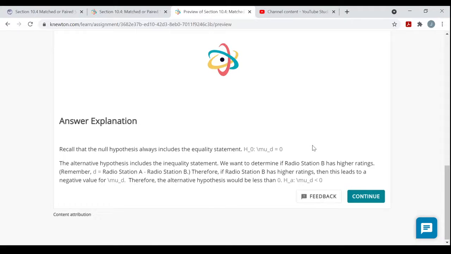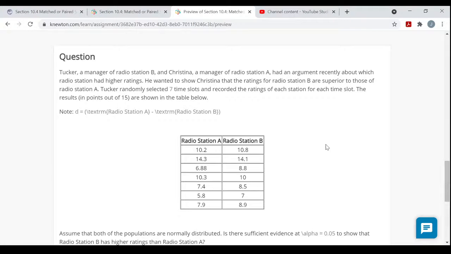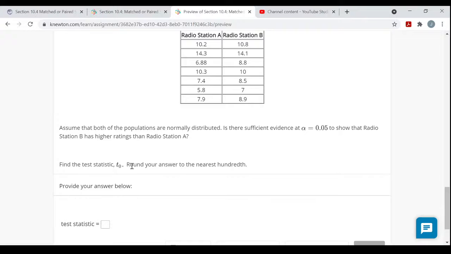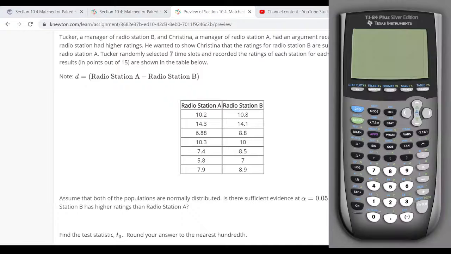All right, next, I'm sure we're going to have to find the test statistic and stuff like that. So again, given that same table of data, we're going to take the differences and find our test statistic. I'm going to do this on the calculator. You can do it by hand if you wish, but I'm going to pull the calculator up and hit the stat button, edit, and go to those lists.